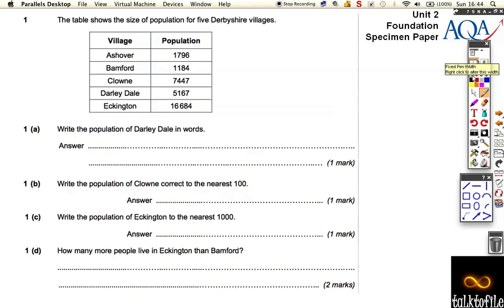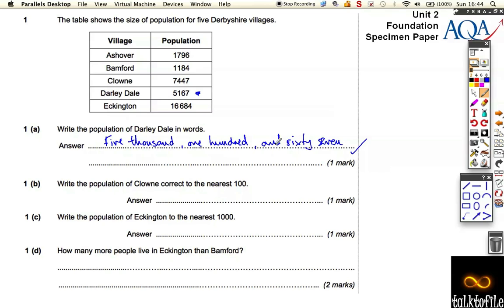Right. Question number one. Table shows population of 5 villages. Write the population of Darleydale in words. Well, this is Darleydale. So it's five thousand one hundred and 67.